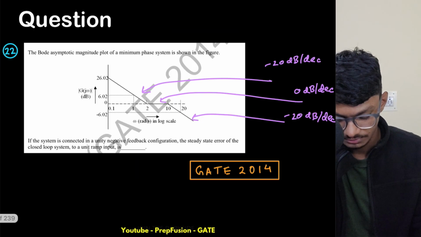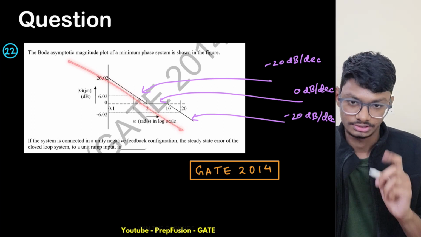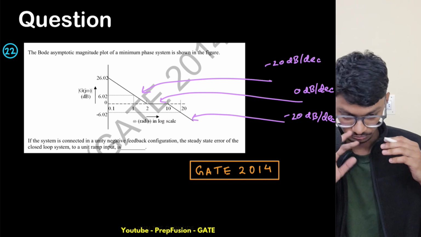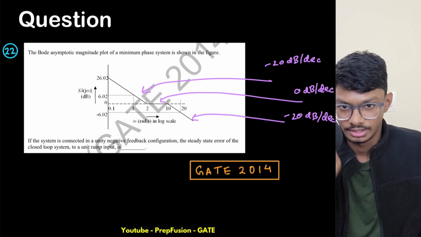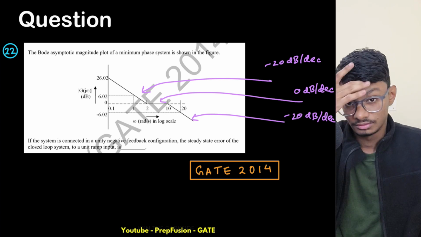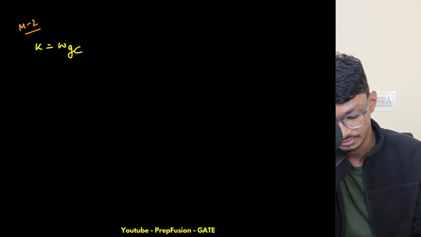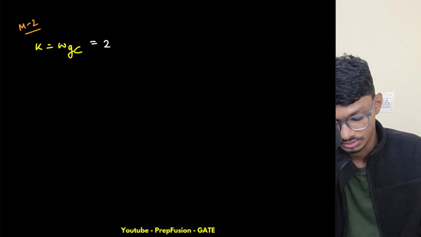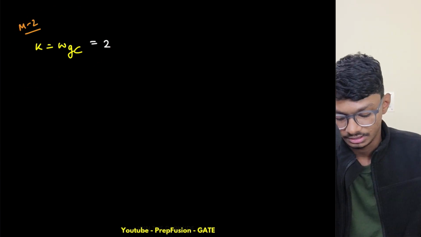Basically, it is one pole at the origin, that's why the intersection at the 0 dB axis will be omega GC equals K raised to the power 1 by n, where n is 1, so K equals omega GC, the unity gain frequency, which is 2 itself. So K equals 2. Directly from the graph itself you can understand that K will be 2 without even doing anything. So this is another method for finding the value of K.